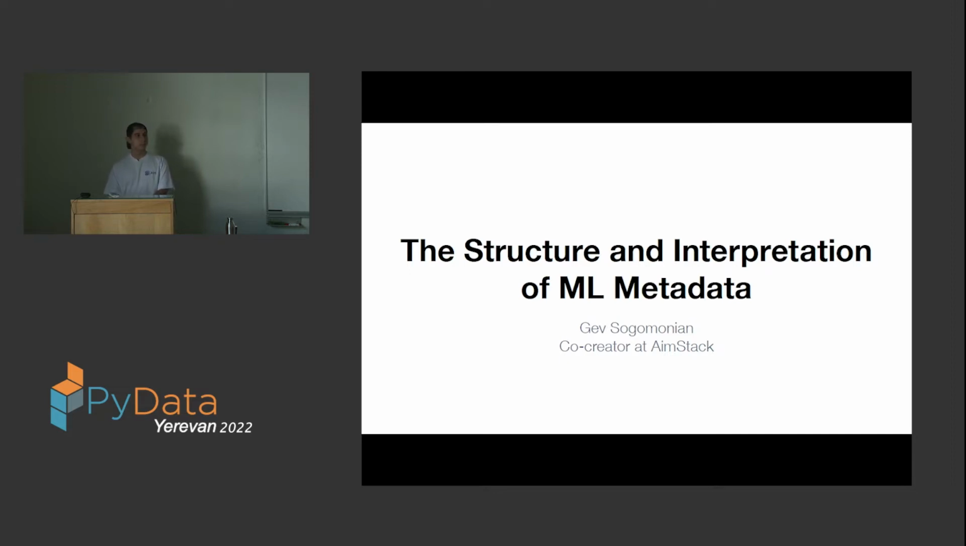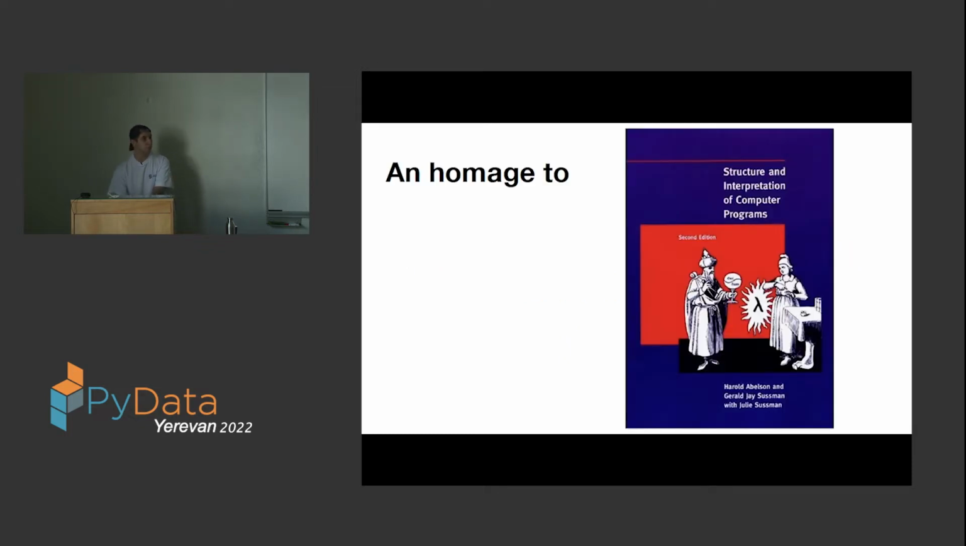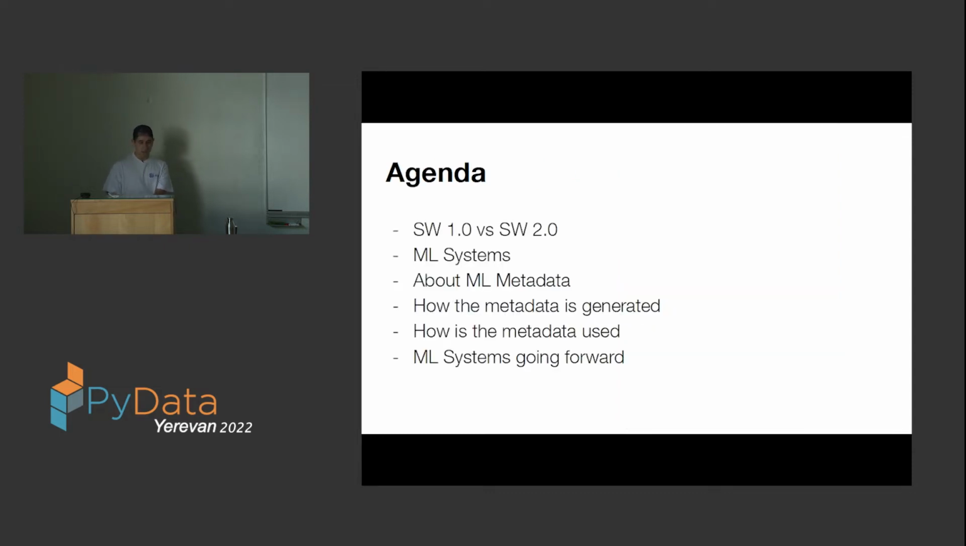And this rather strange name of my talk is an homage to a book, quite an influential book called Structure and Interpretation of Computer Programs. So in this talk, we are gonna talk about different versions of software, like software 1.0, software 2.0. We're gonna talk about ML systems as a representation of software 2.0.